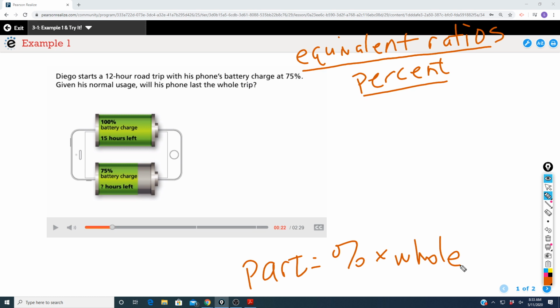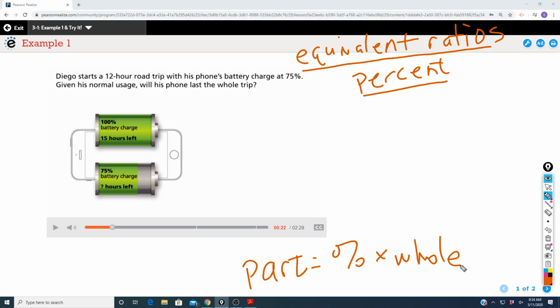Let's just start with the example here. So we have good old Diego. Good old Diego starts a 12-hour road trip with his phone's battery charge at 75%. Now, given his normal usage, will his phone last the whole trip?